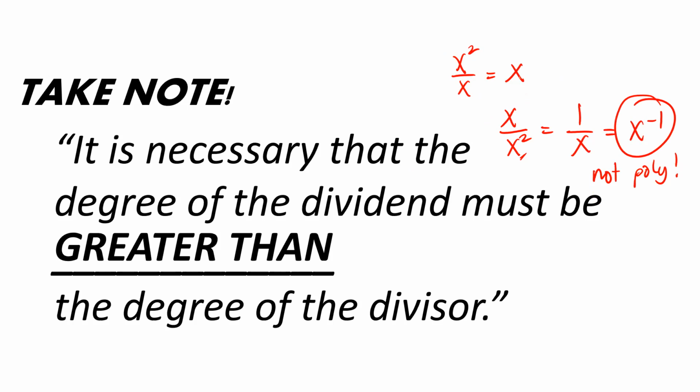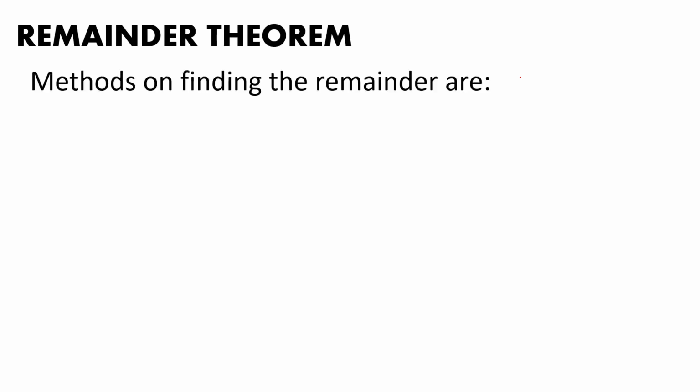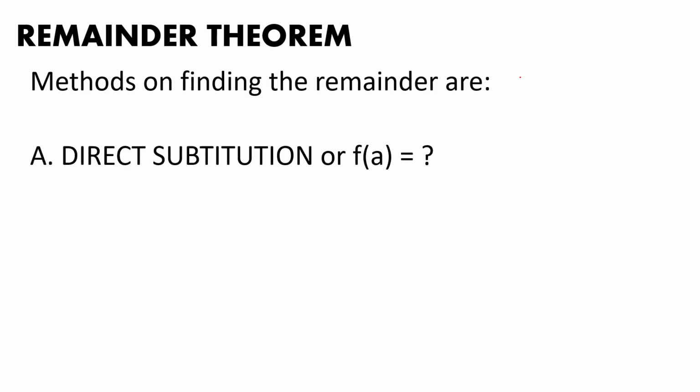Okay? So now, let's move on to our second topic, entitled remainder theorem. There are 3 methods of finding the remainder. First, the direct substitution. Using the new divisor, we substitute the value of it. We replace all the x. For example, our given is 2x squared plus 5x plus 3. Right? We divide it by x plus 1, right?